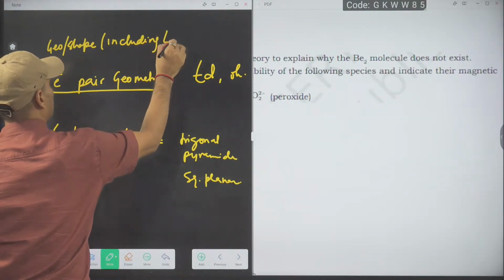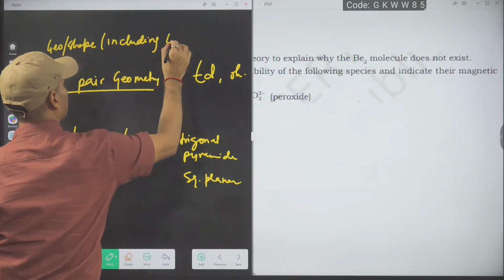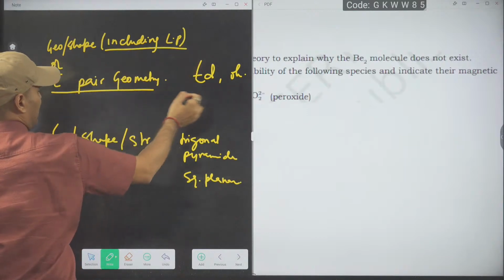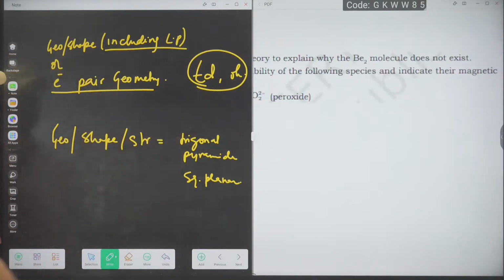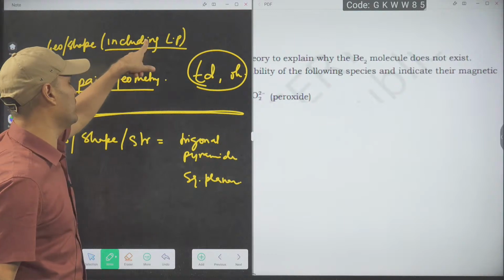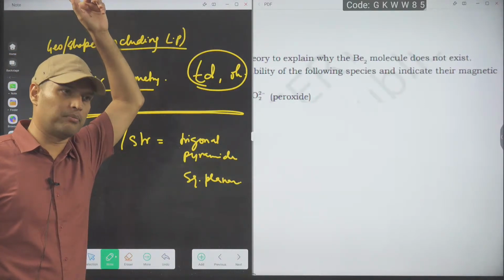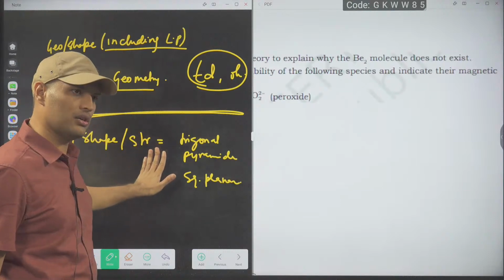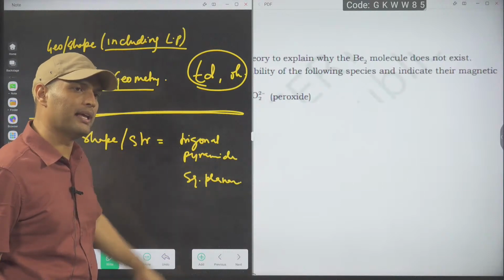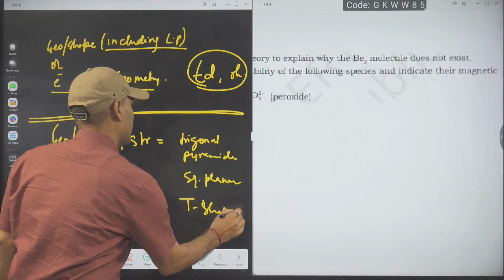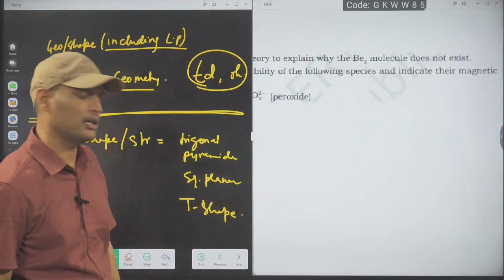Three types of questions are there. Including lone pair, then these two things are the same. Here they have counted lone pair, so the original shape will come. So two parts are there. If they say electron pair geometry, or including lone pair, then original diagrams. If they say only geometry, shape, structure, then without lone pair diagrams. T shape, folded square, all those things are coming. Clear? Chalo.